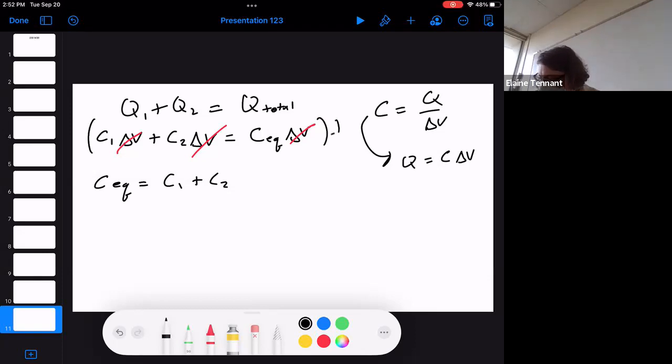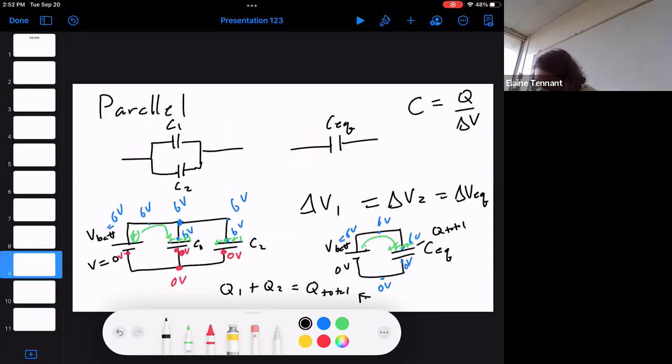Oh, so I'm just dividing both sides of this equation by delta V. Oh, I thought you were. Okay. No, I'm glad you asked. Okay. So is everyone kind of happy with my algebra?